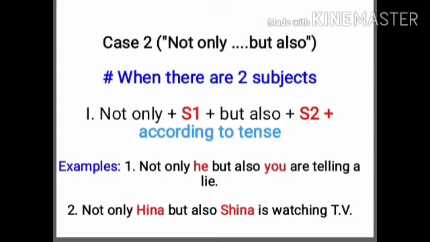First, not only he but also you are telling a lie. Here we are talking about two different subjects. First is he and another is you. This is a present continuous tense and with the subject you we used are. Second example, not only Hina but also Sheena is watching television. Hina and Sheena are two different subjects here. It's present continuous. So with the third person singular Sheena we have used is here.